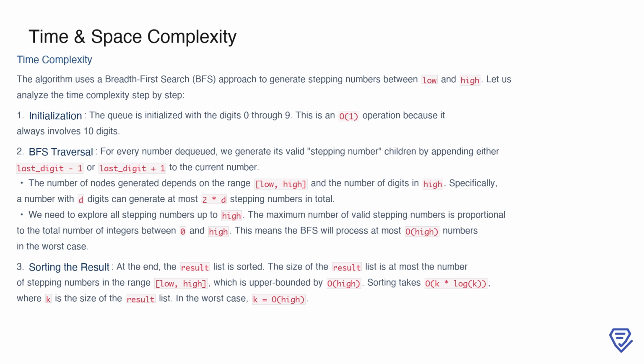A number with d digits can generate at most 2*d stepping numbers. Since we explore all stepping numbers up to high, the BFS processes at most O(high) numbers in the worst case. Finally, we sort the resulting list of stepping numbers. The size of this list, at most, equals the number of stepping numbers in the range low, high, which is bounded by high. Sorting this list takes O(k*log k), where k is the size of the result list, and in the worst case, k is high.